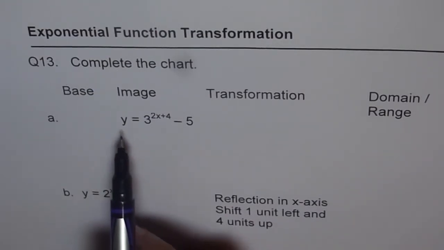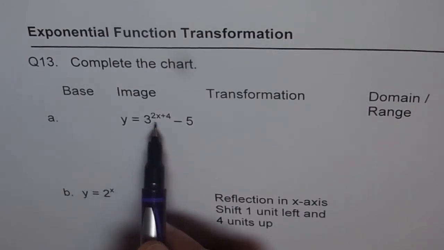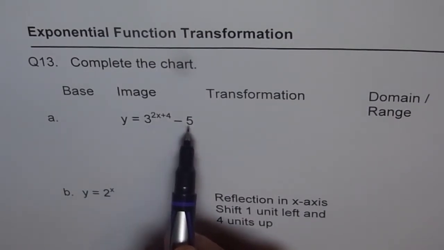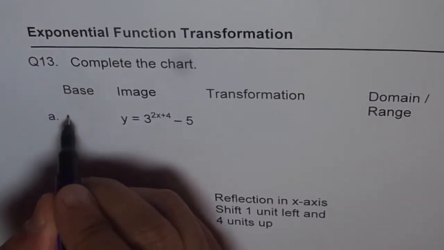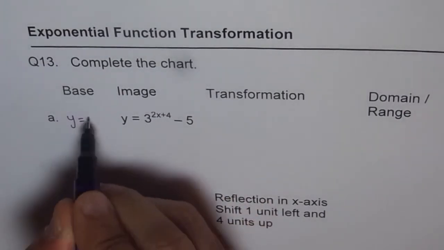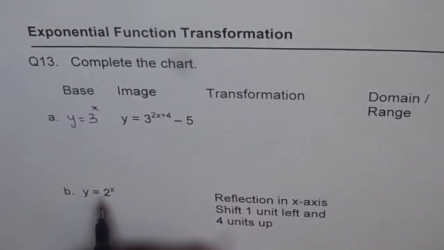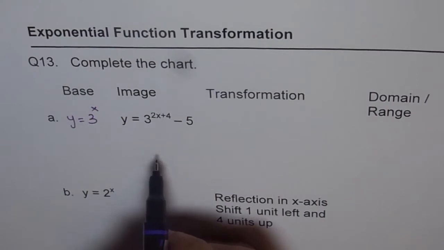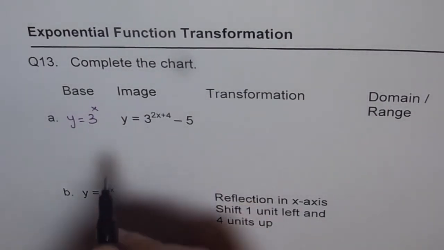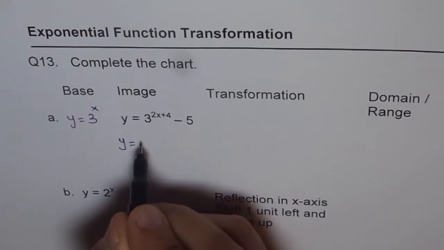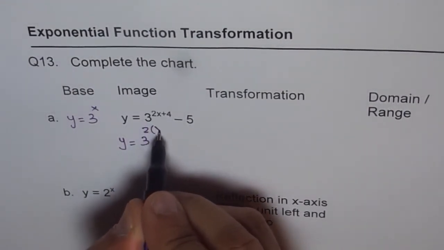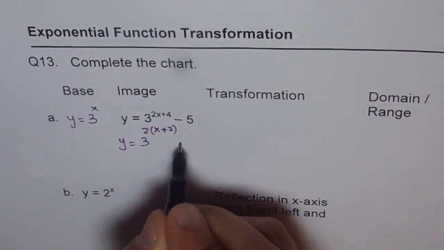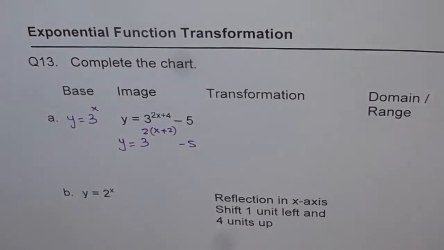Now here, the first one is y equals 3 to the power of 2x plus 4 minus 5. Base clearly is y equals 3 to the power of x, right? Now to write transformation of this kind of a function, it is very important to factor 2 and then write. We can write this equation as y equals 3 to the power of 2, and when you factor out 2, you get x plus 2, right? Minus 5.